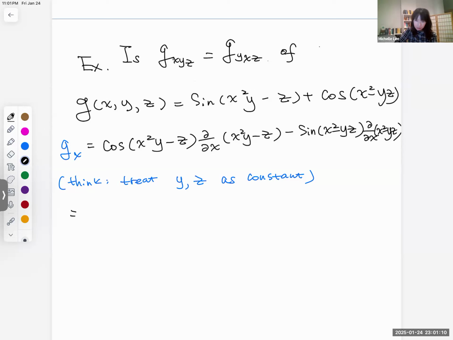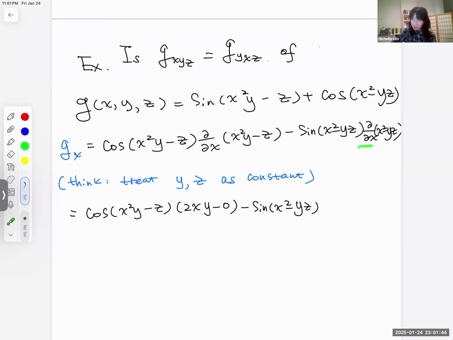Okay. Now we have a cosine x squared y minus z. What's the derivative with respect to x? So we have x squared there. So 2x, y is constant. So we keep that. So 2xy, right? And then the z is 0. So 2xy minus 0 minus a sine x squared, not 4, it's y, yz. What's the derivative with respect to x? 2x, then 0, right?